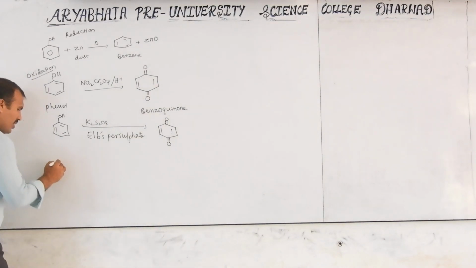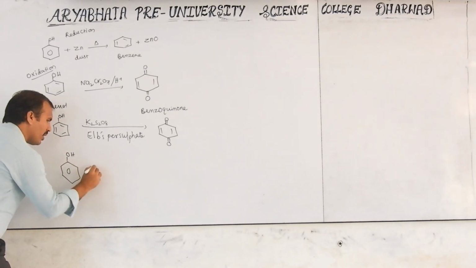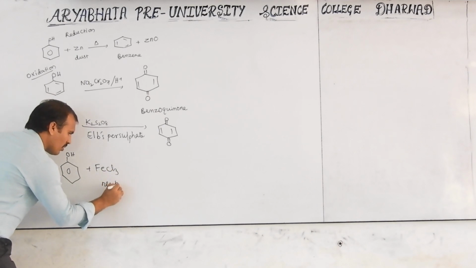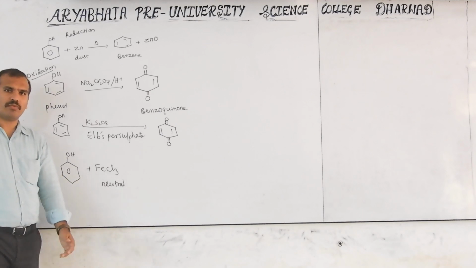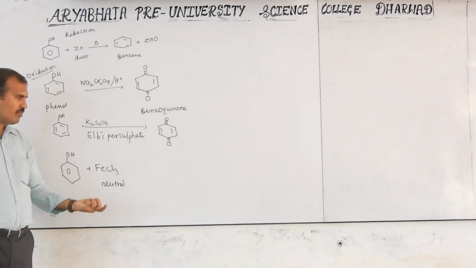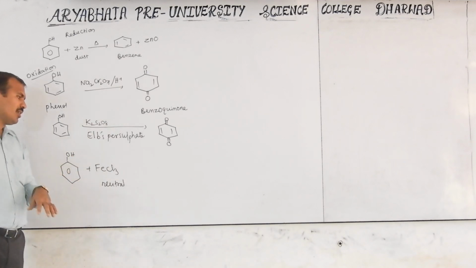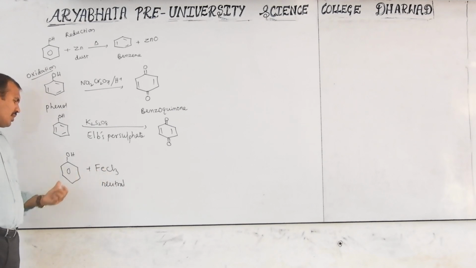That is practical organic chemistry. Phenol reacts with FeCl3. It is called neutral FeCl3. It is present in the laboratory also. Generally it is not there here. You may see the color in the laboratory also. So FeCl3 reacts with phenol.